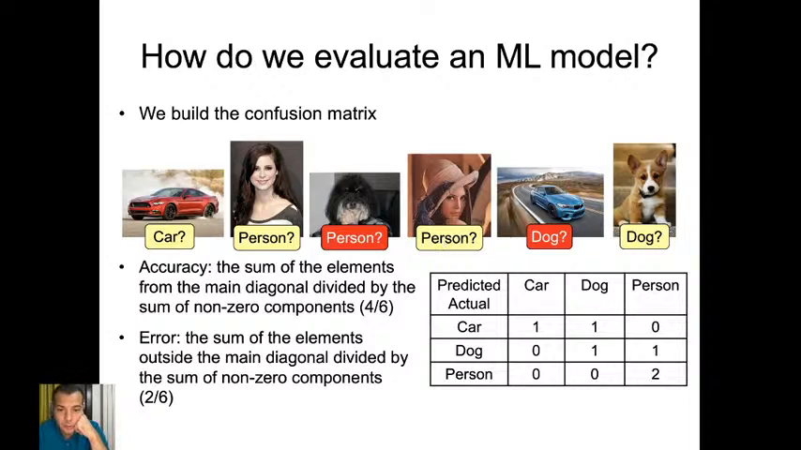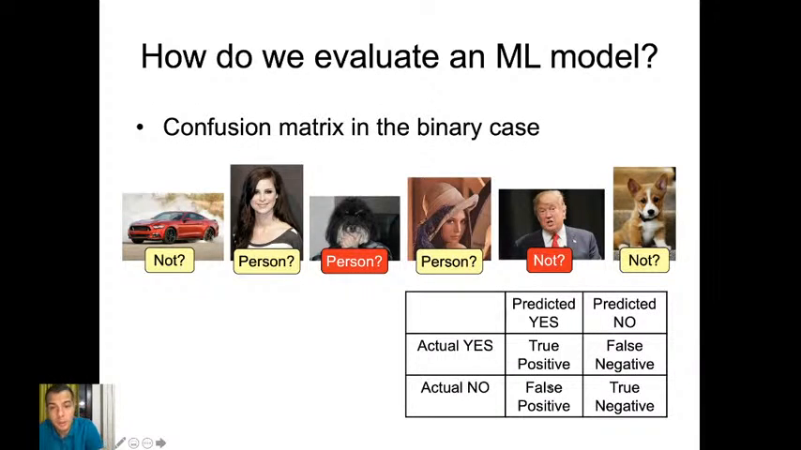From the confusion matrix, you can also obtain the accuracy and the error of the model. The accuracy is just the sum of the components on the main diagonal divided by all the components, and the error is the sum of the elements outside the main diagonal divided by the total number of components. For the binary case, we can also compute the confusion matrix, and this has an interpretation.